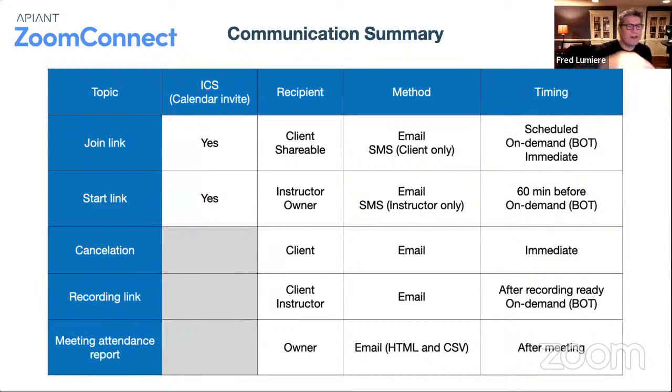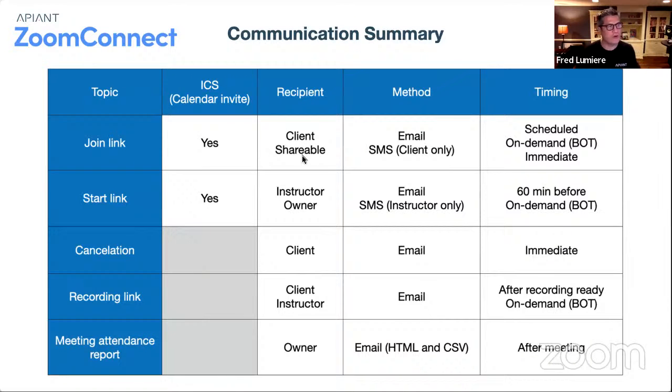For any one of those links, you can actually turn on ICS. And ICS is basically a calendar invite that's attached to the email. And all of that is customizable. It's optional, so you can turn it on or off. So the ICS can be added to the join link or to the start link email that I've shown you previously, okay? For the join link, the recipients are client or shareable.